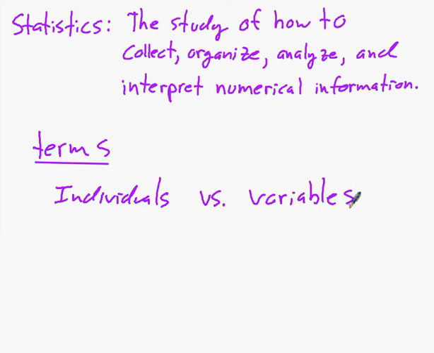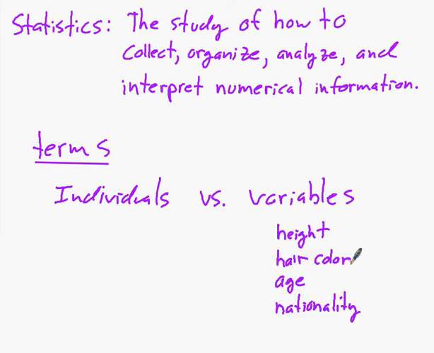When we talk about, we're going to study the students here at the school, well, we're talking about the individuals, right? The variable is, what are we going to study about these students? Some examples could be height, hair color, age, nationality. These are all attributes of the individuals. So we have to distinguish between the variable and the individual. The variable is just one part of the individual.